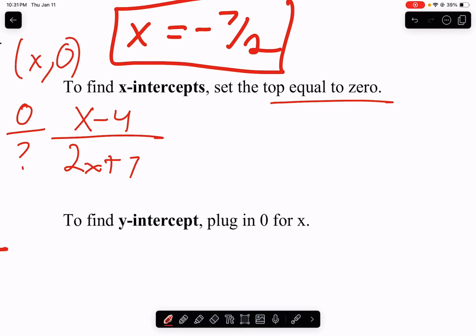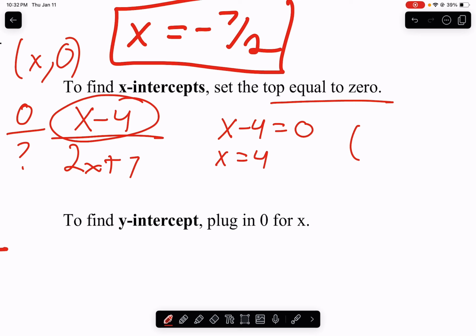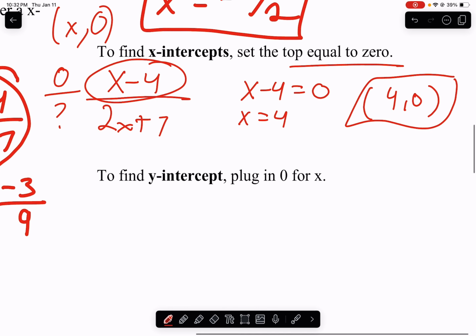All right. So we find this by taking our numerator, setting it equal to 0 and solving. Okay. So when we do that, we get that x equals 4. So our x-intercept in this case is just going to be (4, 0). That means that the function's going to go through the point (4, 0). Now, y-intercept works similarly. Again, we're going to use our simplified version here. All right. And we are going to plug in 0 for x.